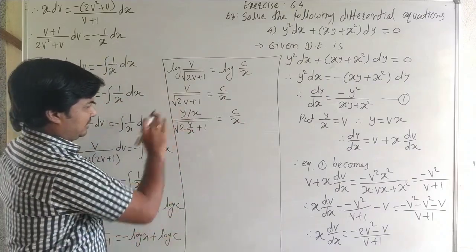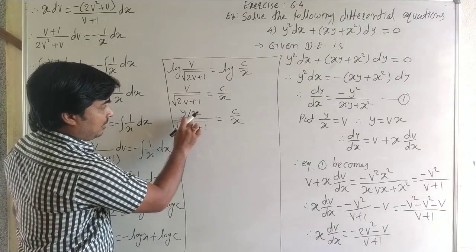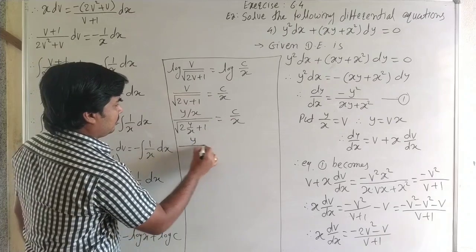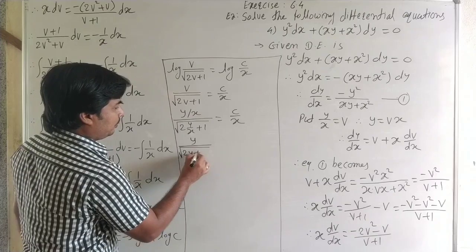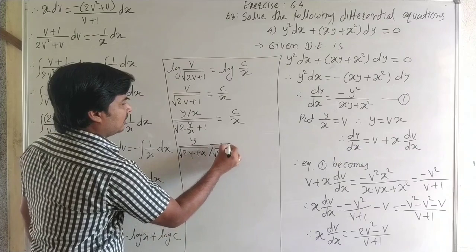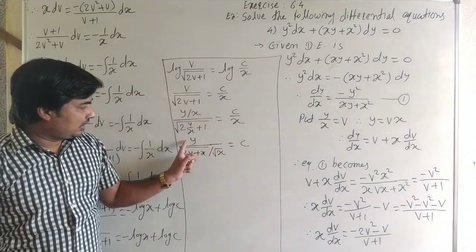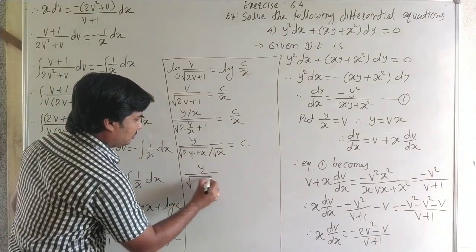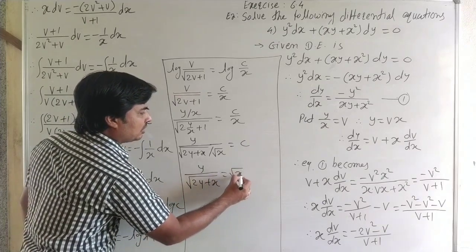Okay. Now we calculate this. Here it is y by x and this x gets cancelled. Therefore here y upon under root 2y plus x upon under root x is equal to c only. This x and this x get cancelled. Therefore y upon under root 2y plus x is equal to under root x into c.